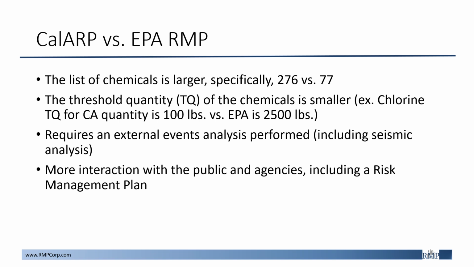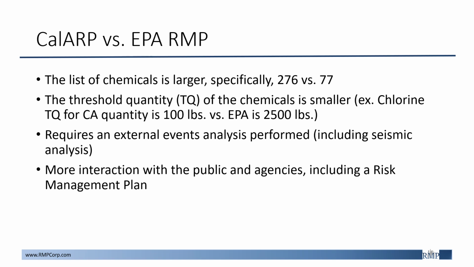In addition, the threshold quantity, or TQ, of the chemicals for CalARP is smaller. For example, the chlorine TQ for CalARP is 100 pounds, while for RMP it is 2,500 pounds. CalARP also requires an external events analysis to be performed, and this includes seismic analysis.